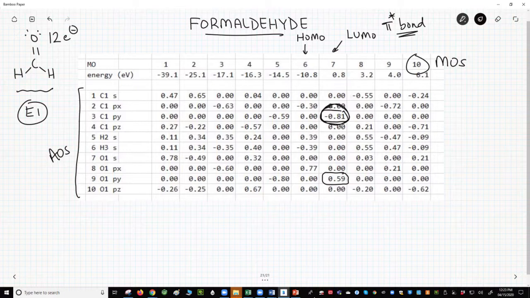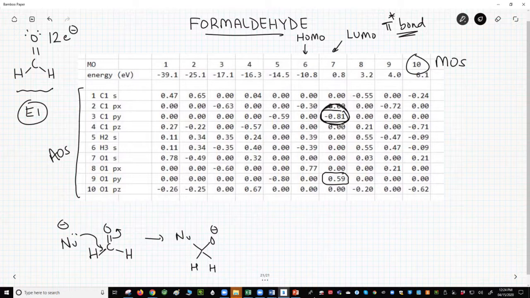Of course, we can draw this out at the bottom of the screen. Formaldehyde gets attacked by a nucleophile at the carbon. It breaks the CO pi bond and forms a tetrahedral intermediate. But we already knew this without MO theory.